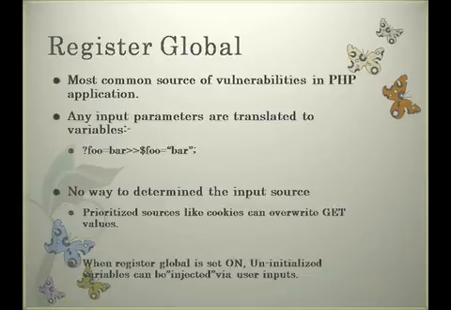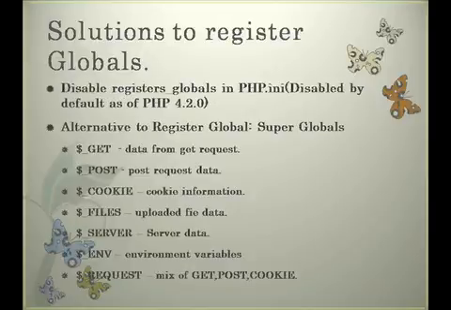Register globals. The most common source of vulnerabilities in PHP applications. Any input parameters are translated into variables like this. There is no way to determine the input source. When register globals is set on, uninitialized variables can be injected via user inputs. Disabling register globals in PHP is the solution.